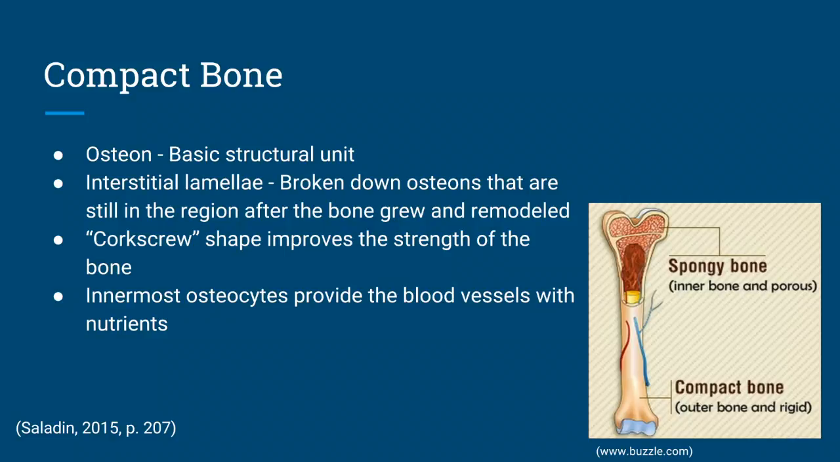There are 2 types of bone, compact and spongy. We'll start off with compact. The basic structural unit is an osteon. It's composed of interstitial lamella, which are broken down osteons that are still in the region after the bone grew and was remodeled. It has a corkscrew shape that improves the strength of the bone. And the innermost osteocytes provide the blood vessels with nutrients.